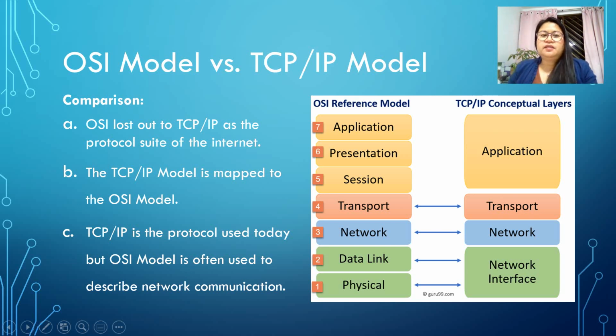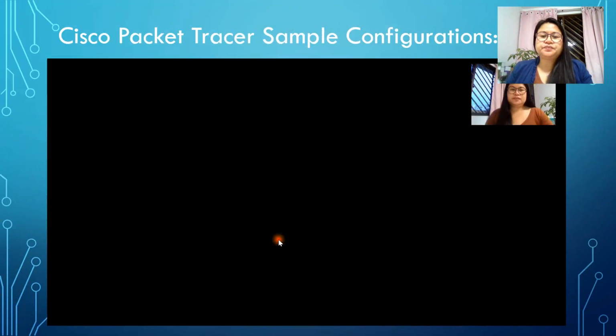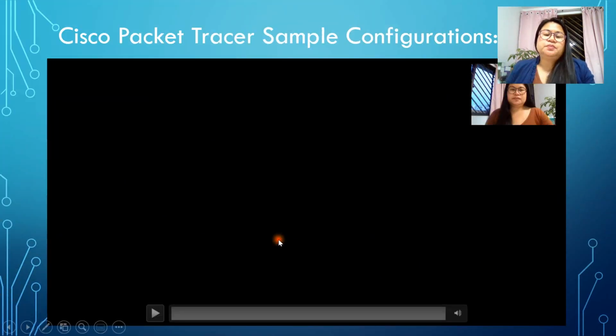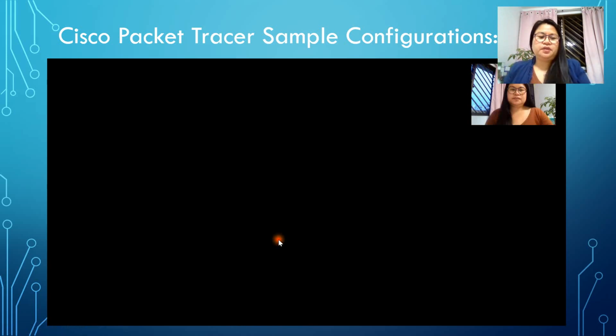under OSI, layers 5 to 7 correspond to layer 4 of the TCP/IP. Transport layer 4 is the layer 3 of TCP/IP. Layer 3 of OSI corresponds to layer 2 of TCP/IP, and layers 1 and 2 of OSI correspond to layer 1 of TCP/IP. Now I will show you some sample configurations through Cisco Packet Tracer regarding this topic.